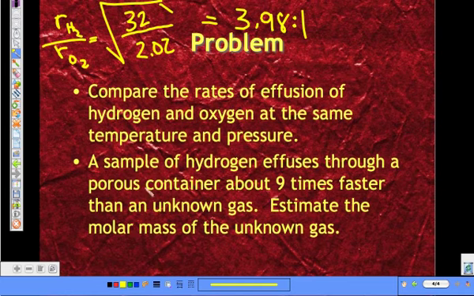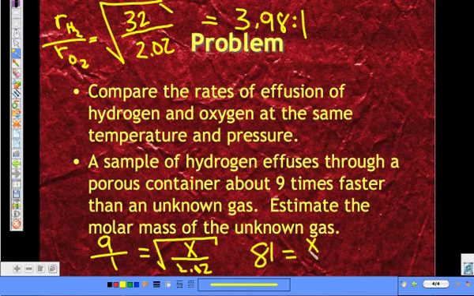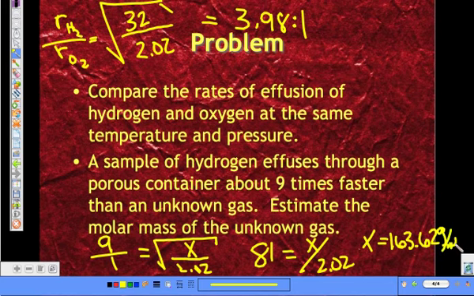On this one, if we know that hydrogen is 9 times faster, we're going to make the rate 9 to 1, since hydrogen is faster. And since the rate of hydrogen is on top here, its molar mass needs to go on the bottom. We're looking for the molar mass of the unknown gas. How would we solve this equation? Square each side first, so you have 81 is equal to x over 2.02. So now x would be 163.62. That would be our estimated molar mass for the unknown gas.